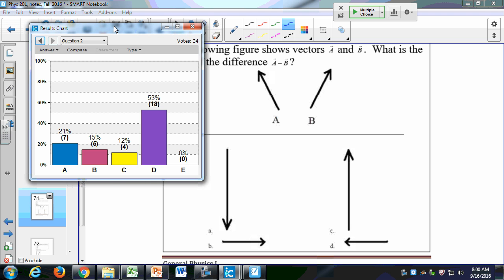You just add B, right? So you draw A first, and then you don't negate B. So if I do A, and then I do positive B, that would give you, actually that would give you C. It would look like this. So y'all might have done this way. This is not correct. This would be the correct answer for A plus B.